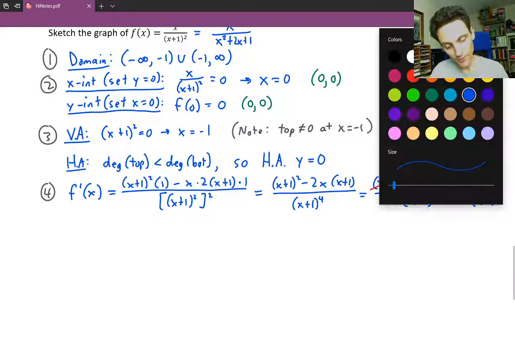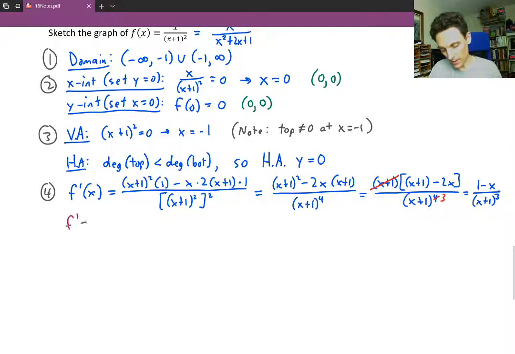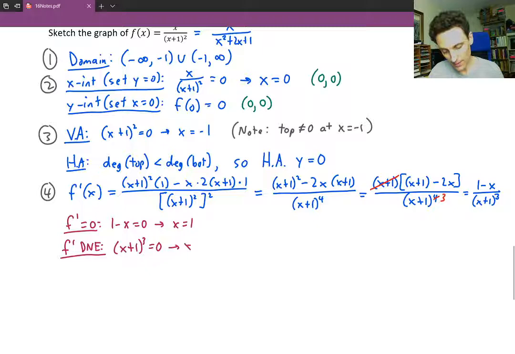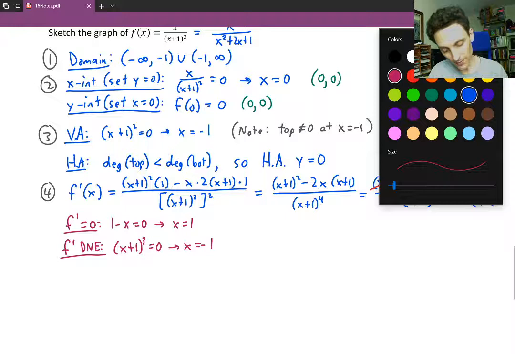Okay, so that's the first derivative. Let's figure out where the first derivative is equal to 0 and where the first derivative does not exist. Well, here I'm going to jump in and say the first derivative is equal to 0 when the top of that fraction is equal to 0, when 1 minus x is equal to 0, which happens at x equals 1. And the first derivative does not exist when the bottom of the fraction is equal to 0, which happens at x equals negative 1.